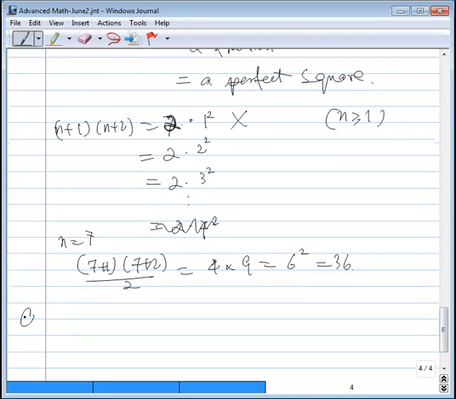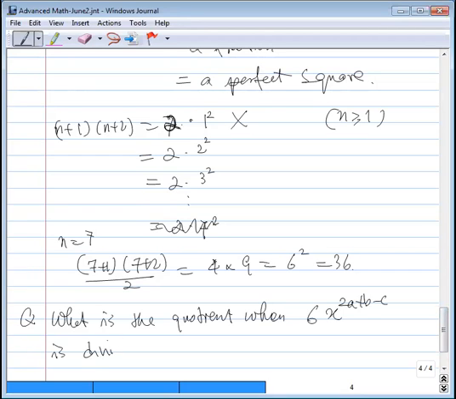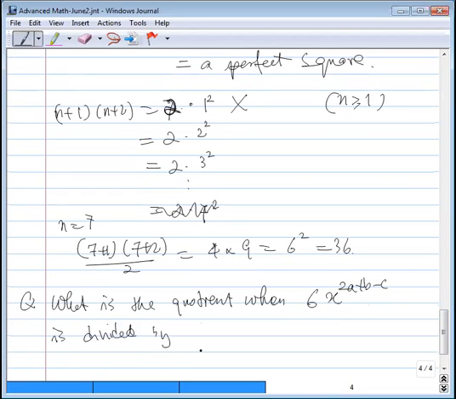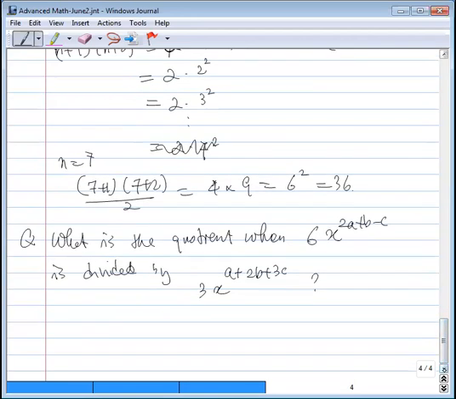Okay. So the next problem I'm going to ask you to do. What is the quotient when 6x to the 2a plus b minus c is divided by 3x to the a plus 2b plus 3c? Can you simplify it?